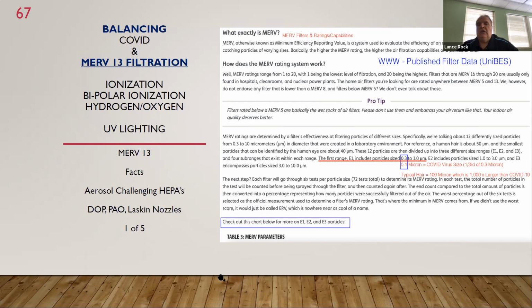MERV 13 is equal to a chain link fence and having a handful of ping pong balls, throwing it at the chain link fence. Majority of them are going to go through. A couple will stop. Next, please.